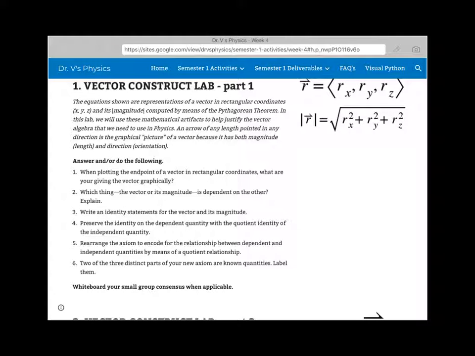This could be V for velocity, A for acceleration, F for force, and you would have components of those vectors, and the components are just the magnitudes in those directions. All right, that's just a general rule about that.